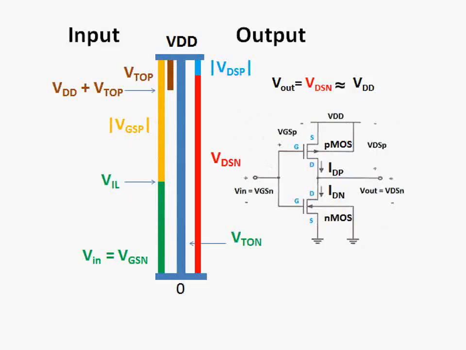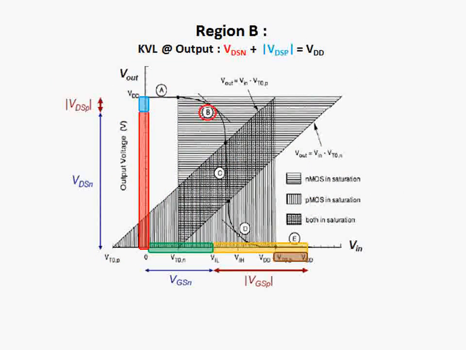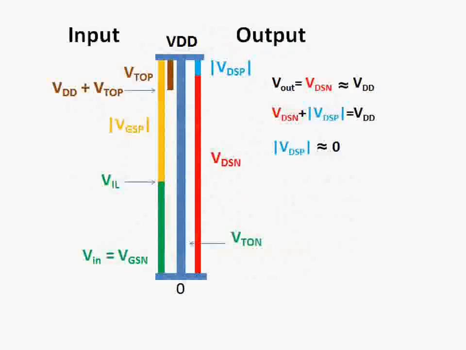If the inverter's output voltage is approximately equal to VDD, the drain source voltage of the NMOS transistor will be approximately equal to VDD as well. Based on the KVL analysis at the inverter's output, we know that the drain source voltage of the NMOS plus the drain source voltage of the PMOS will be equal to VDD. Since the drain source voltage of the NMOS is approximately equal to VDD, the drain source voltage of the PMOS will be equal to 0.